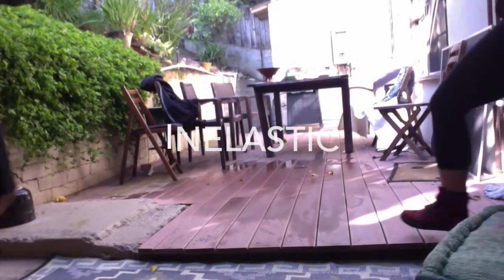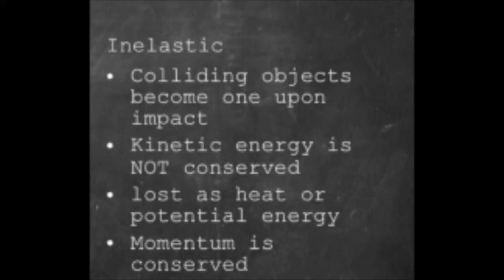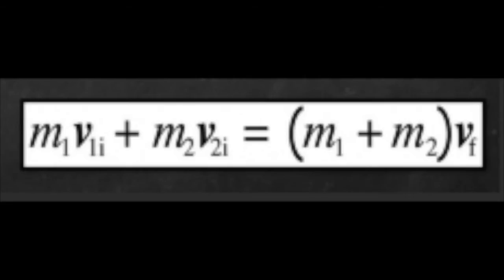And next we have an inelastic collision. And you'll notice that the colliding objects become one upon impact, but it is important to note that unlike in elastic collision, kinetic energy in an inelastic collision is not conserved. Instead, it is lost as either thermal energy or heat, or potential energy, or the energy of sound. Momentum is definitely conserved, and so that brings us to our equation for an inelastic collision, which states that m1v1i plus m2v2i is equal to quantity m1 plus m2 times vf.